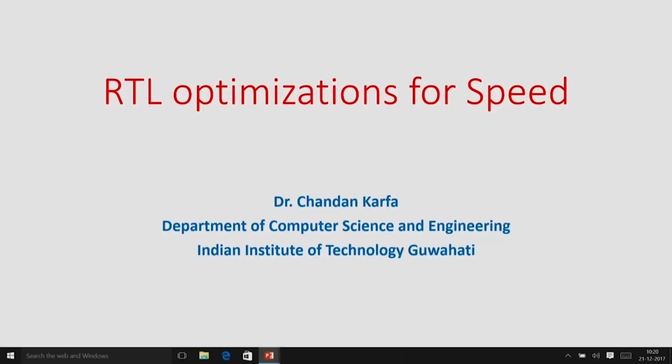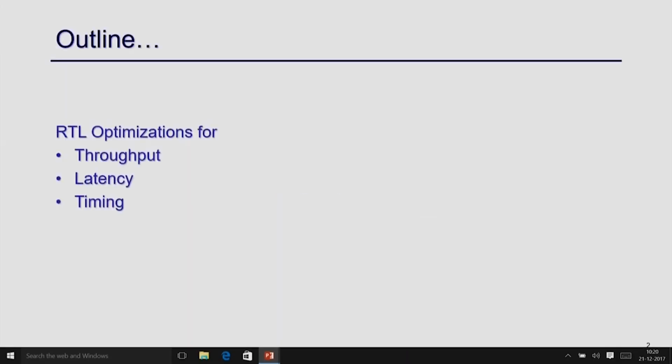Today the topic of our discussion is RTL optimizations for speed. As I mentioned, we are going to discuss several RTL optimizations, and when you are talking about the speed of a design, there are three parameters that come into the picture: throughput, latency, and timing. Speed is characterized by one of these three terminologies, and we are going to talk about the optimizations targeting all three.